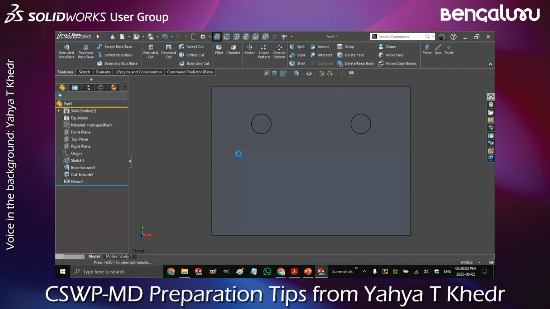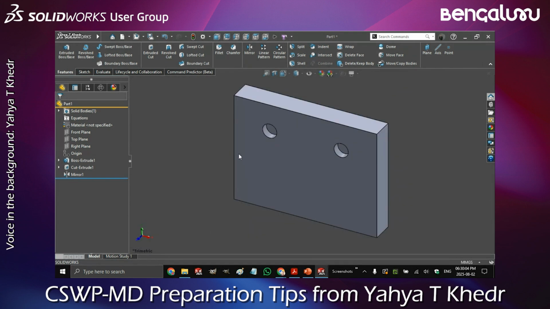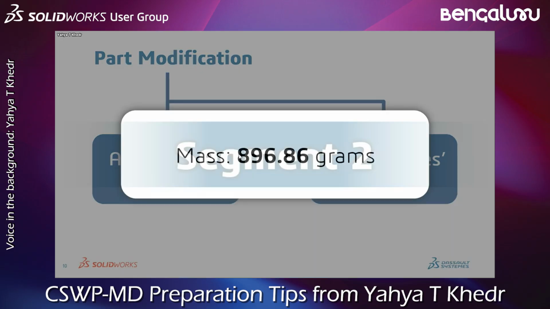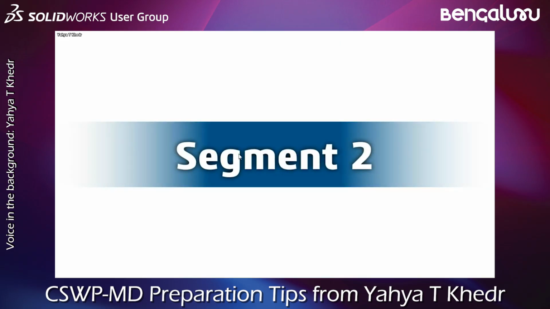Okay. Let's go back into the presentation, because I don't think we have any more questions right now. Okay, so with that out of the way, now let's get talking about segment 2. Segment 2 is totally different from what you would expect in a CSWA exam. It's not included in it whatsoever. So now let's see why.